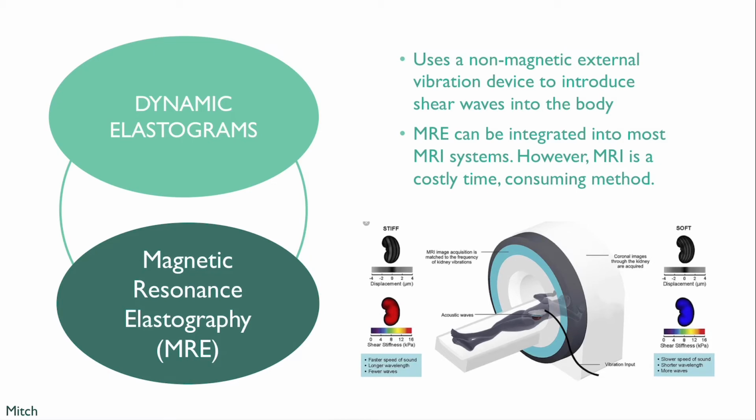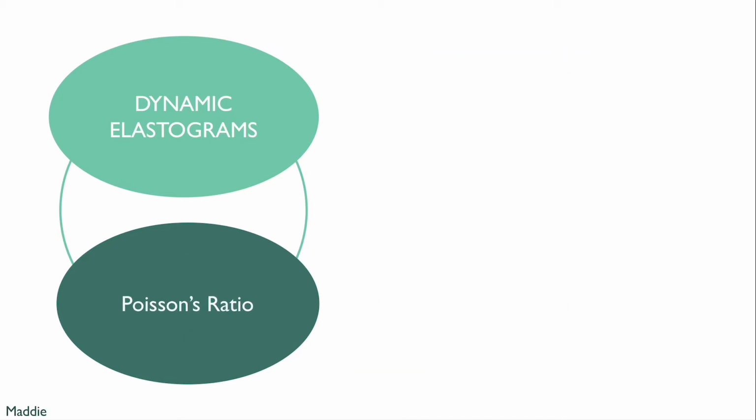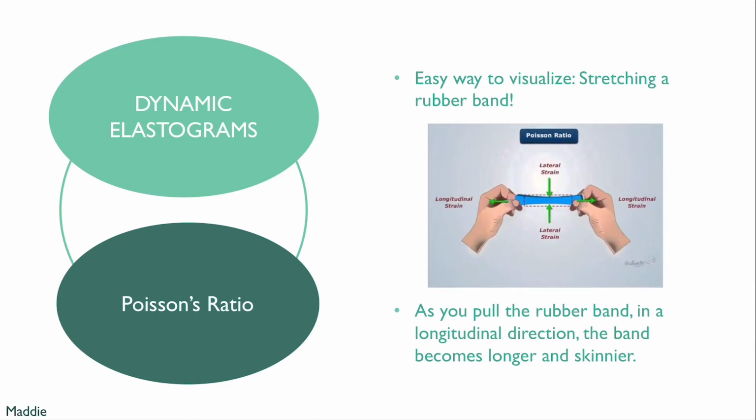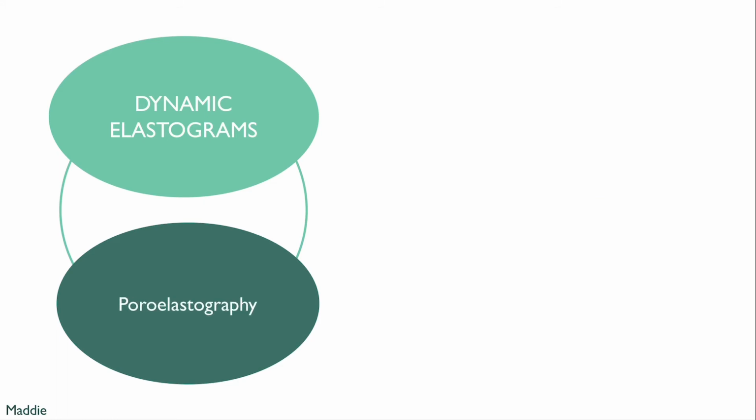Before moving on to a new method of dynamic elastograms, we can discuss the concept of Poisson's ratio. This ratio and quantitative assessment is based on the difference in lateral strain versus axial strain. It's super easy to visualize if you think of stretching a rubber band. As we pull outwards, we are affecting lateral strain, and the axial strain will also be affected by decreasing. Moving on to poroelastography, which uses this concept.